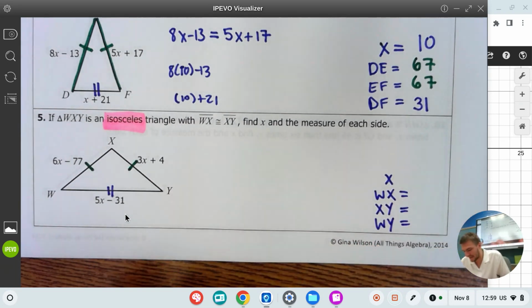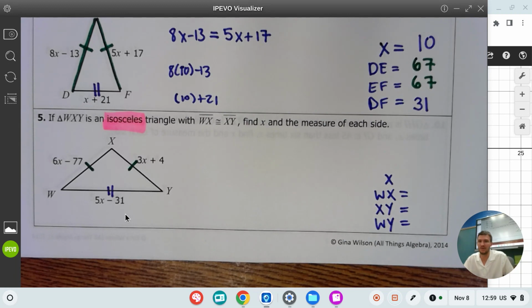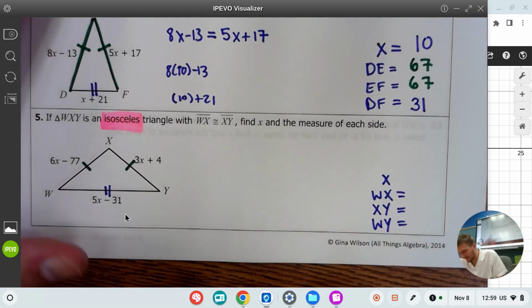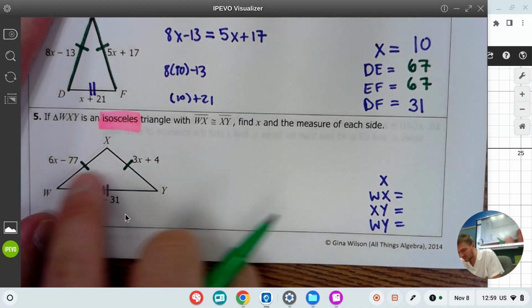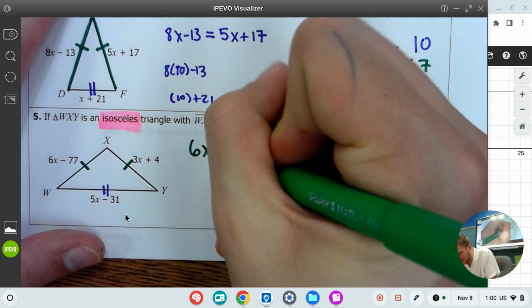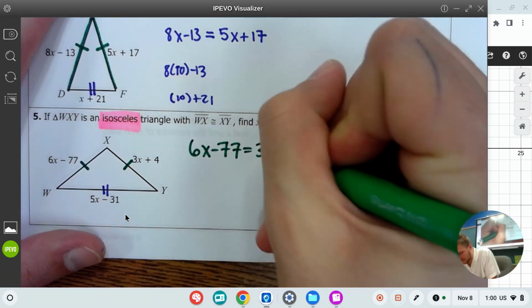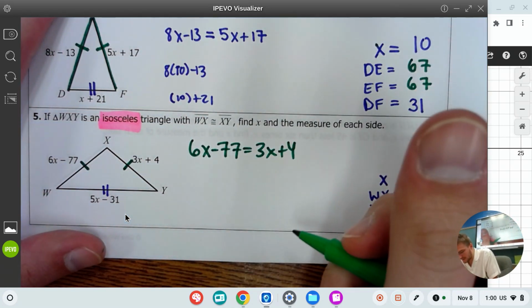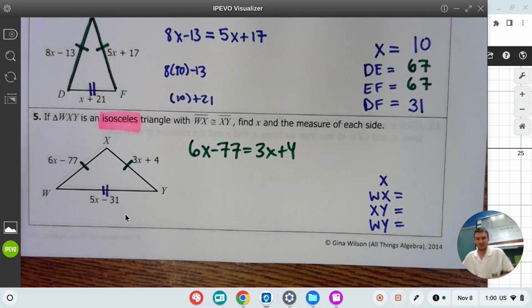I hate when they use x in the question and x in the question as well, but it is what it is. What does our equal need to be? I see that we have these two that are congruent, so I can make an equal equation right there. 3x plus 4. Type that in Desmos. Anybody solve that for x?